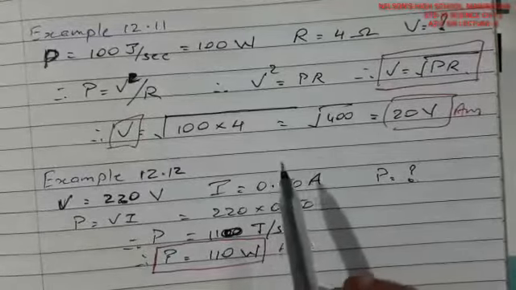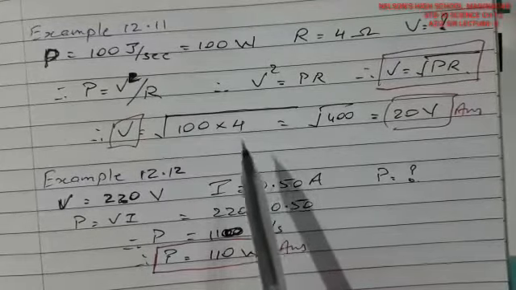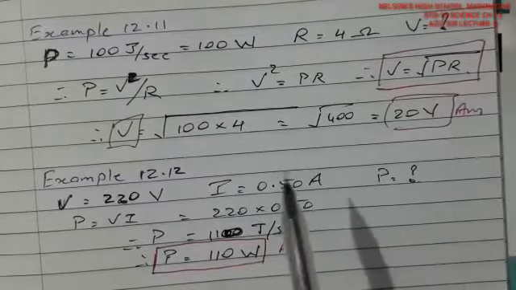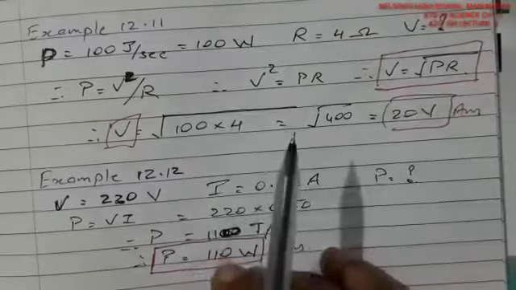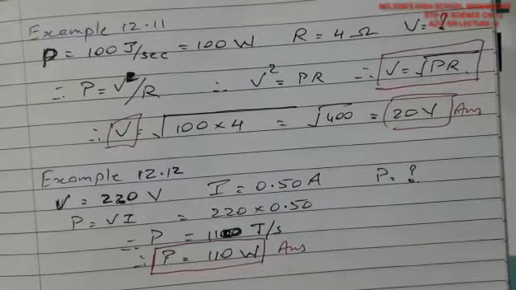So you can find it directly. In the book they have given it in another method, but it is very convenient to do it in this manner. The next sum is 12.12.